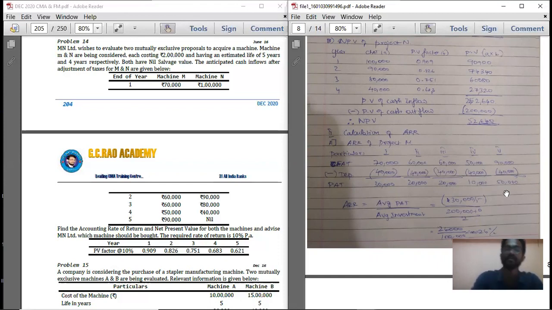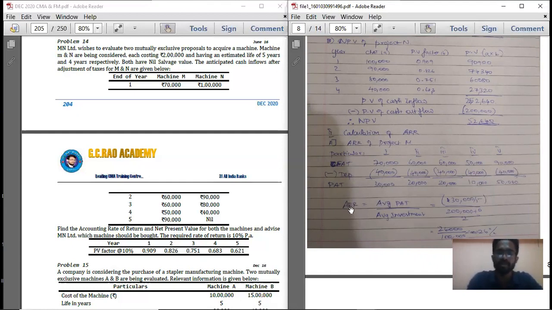So profit after tax for all the 5 years we have calculated, that is 30,000, 20,000, 20,000, 10,000 and 50,000. Now if you add all 5 profit after tax and divide it by 5, you will get the average profit after tax. 30,000 plus 20,000 plus 20,000 plus 10,000 plus 50,000 divided by 5, you are getting 26,000. So below that, record the formula for ARR.